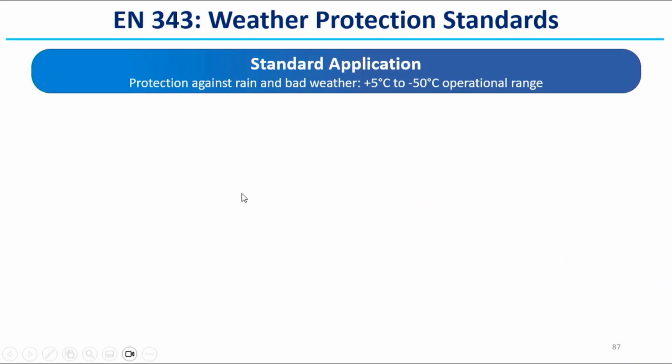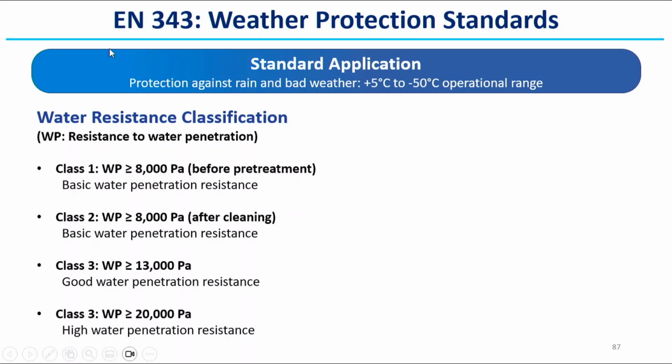EN 342 we have; this 343 is the weather protection standard. So, these standards are for water. So, the water resistance classification: water penetration is more than, this is water protection, WP. So, resistance to water penetration is more than 8000 Pascal before penetration, and class 2 is basic water penetration resistance, and class 2 is water penetration after cleaning. Okay, before pre-treatment, after cleaning it should be more than 8000, and good water penetration resistance more than 3000 Pascal, and high water penetration resistance more than 20,000 Pascal.